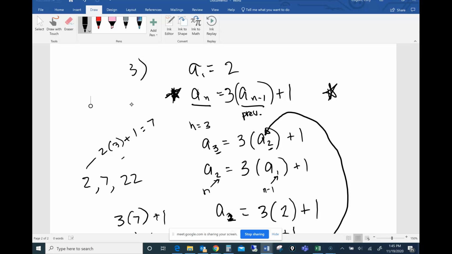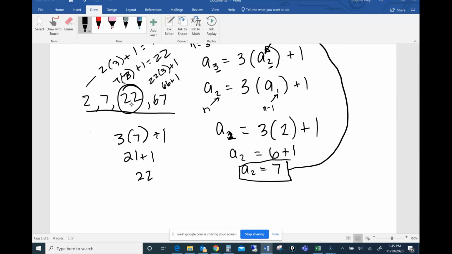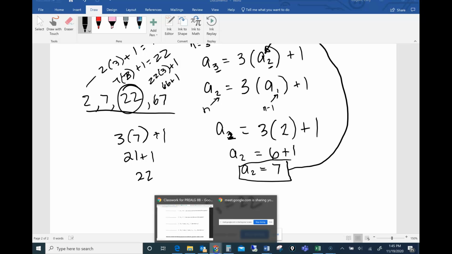Let's take 7 and multiply it times 3. 7 times 3 is 21 plus 1 is 22. And so we could even find the next term. So to find the next term, we would take 22, multiply it by 3, and add 1. So that would give us 66 plus 1. So the next term would be 67. So those are the first 4 terms. They only care about the third term. So the answer is 22. So a sub 3 equals 22. Any questions on that one?